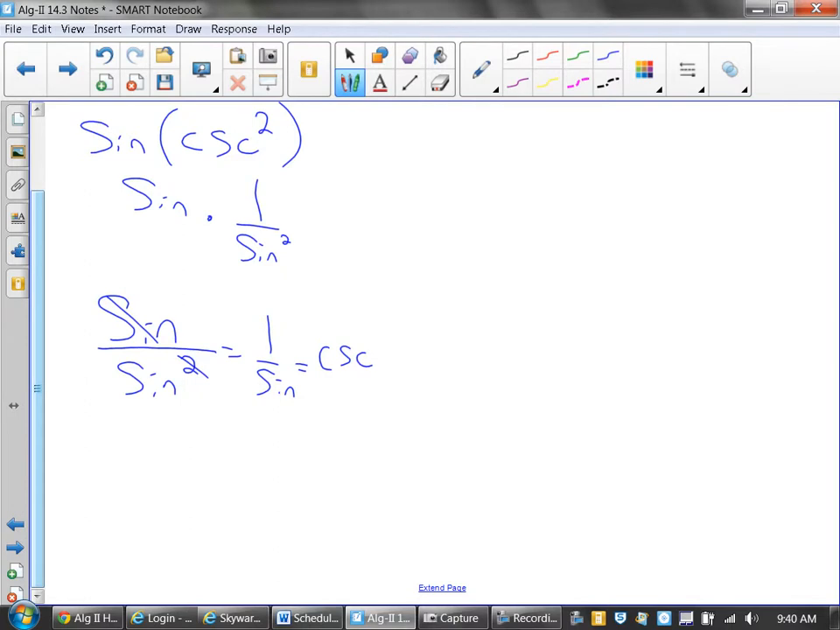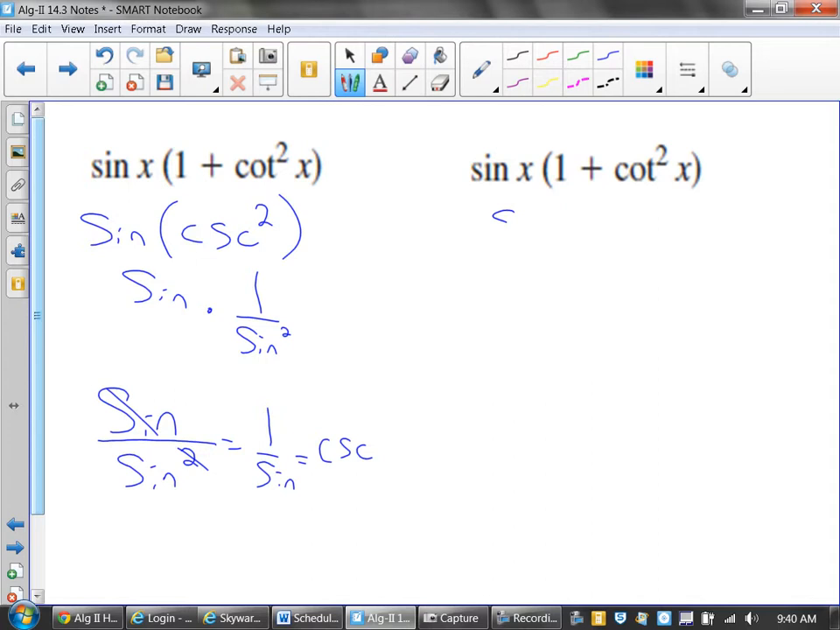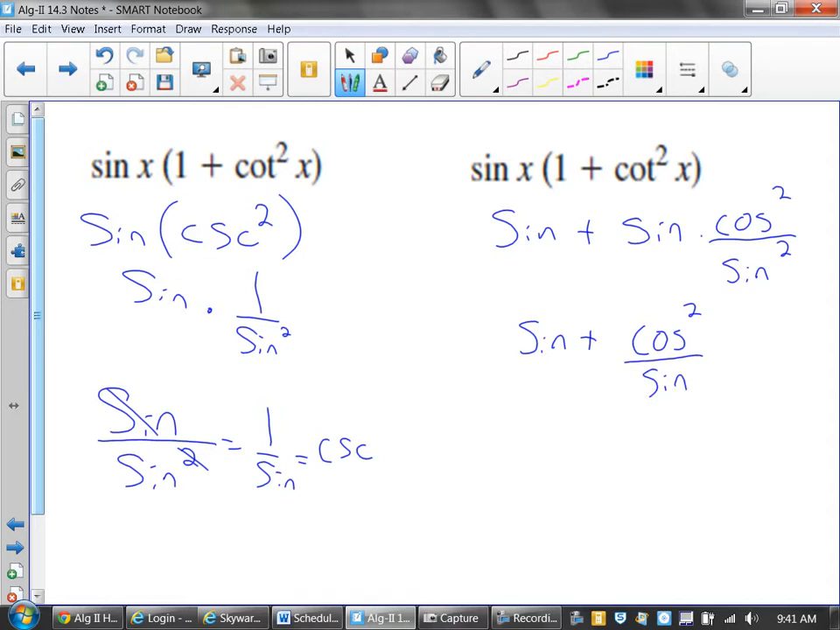I'm going to show you. If I went to distribute it, it would be basically kind of the same idea. I get sine plus sine. Now, what I'm going to do with cotangent squared is cosine squared over sine squared. Do you agree? All right. Now, again, what's going to happen here is you get sine plus, this would be a cosine squared over a sine. You're kind of stuck, aren't you?